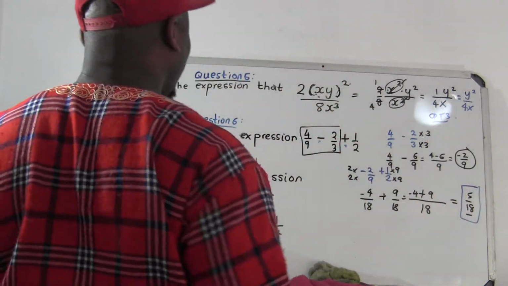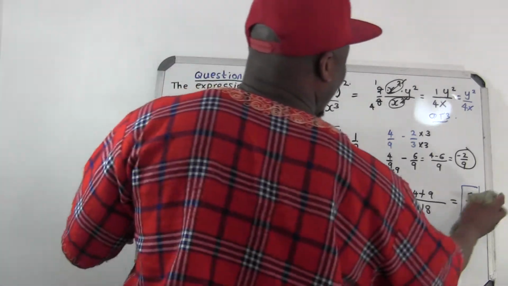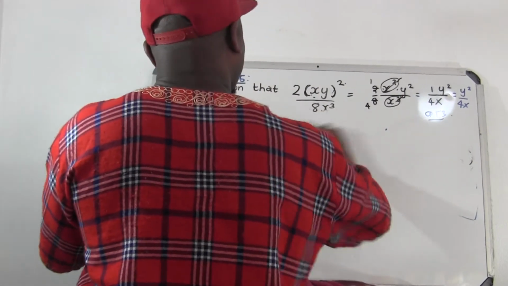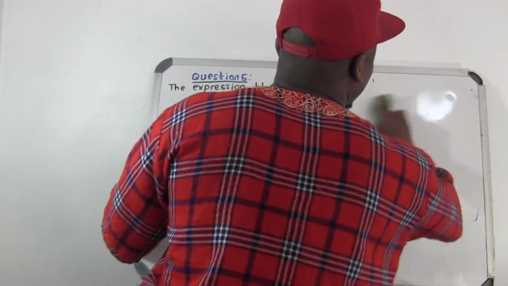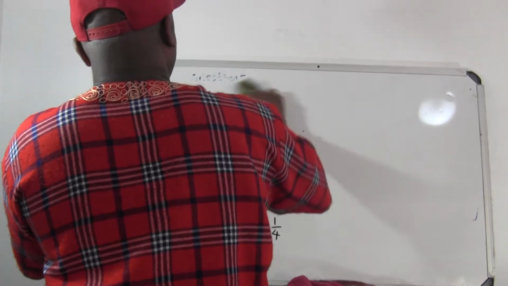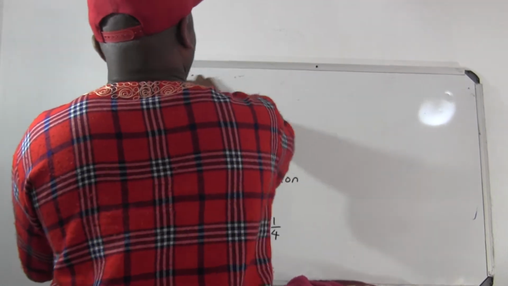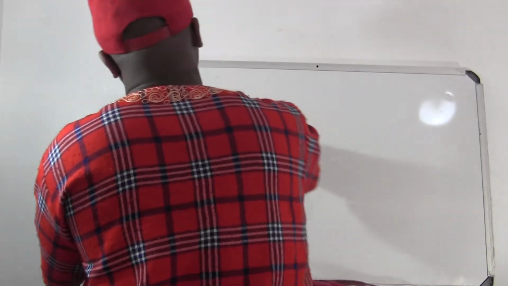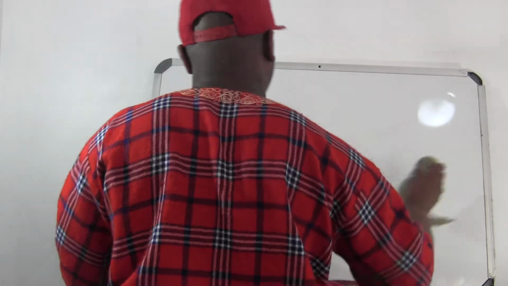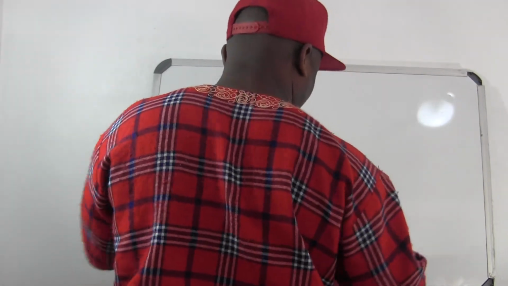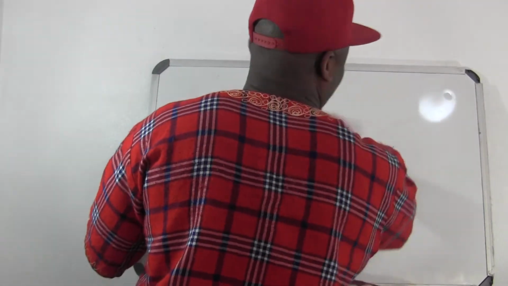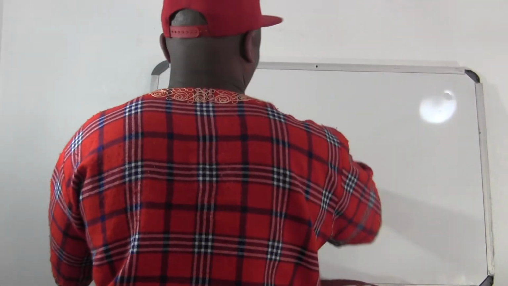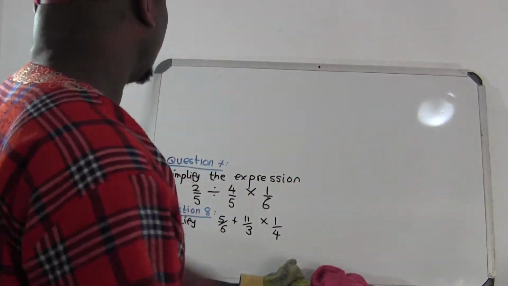Now let's go to question number 7. Question number 7 is very, very easy. So question number 7, that is the question there. We don't need this anymore. Okay, cool. So this is very easy here.